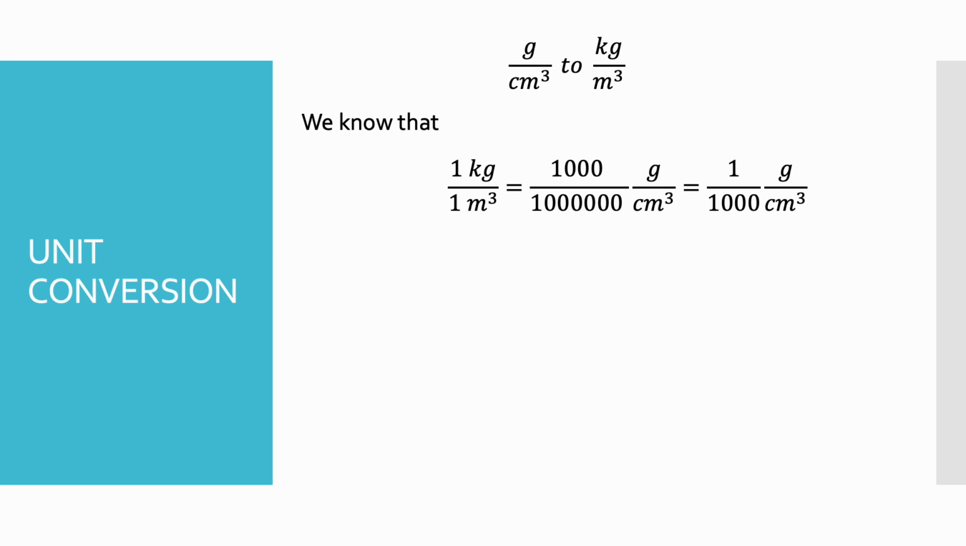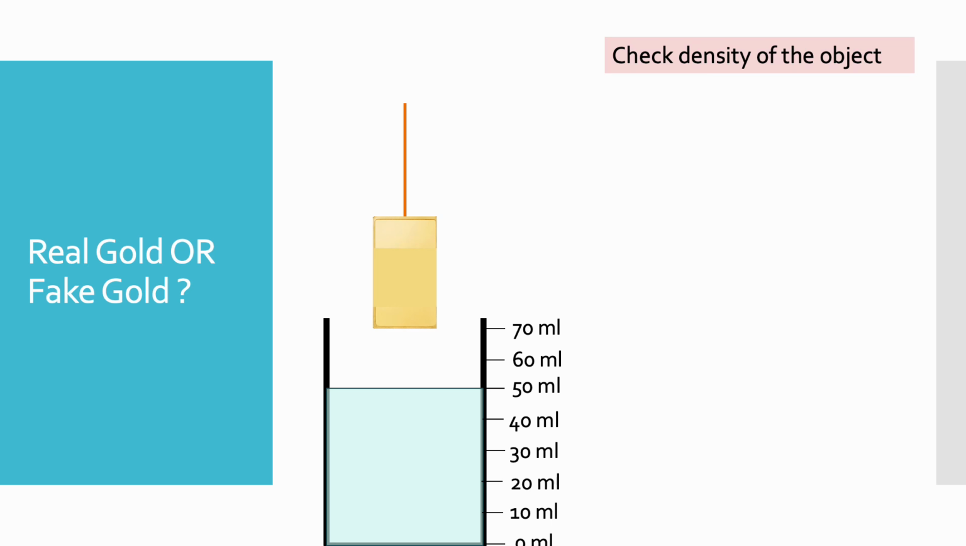Now let's do the reverse, converting from gram per centimeter cube to kilogram per meter cube. We know from earlier that 1 kilogram per meter cube is equal to 1 by 1000 gram per centimeter cube. So 1 gram per centimeter cube would be equal to, yes, 1000 kilogram per meter cube.